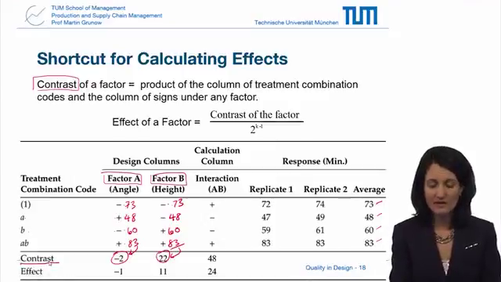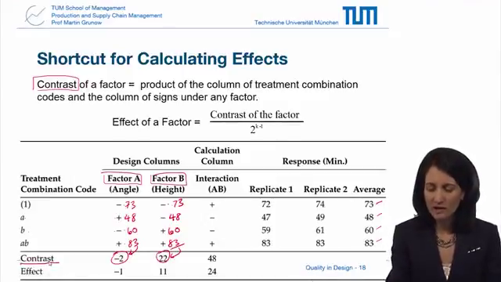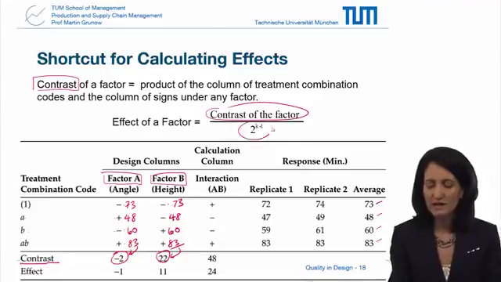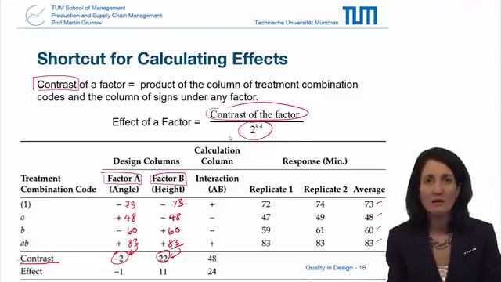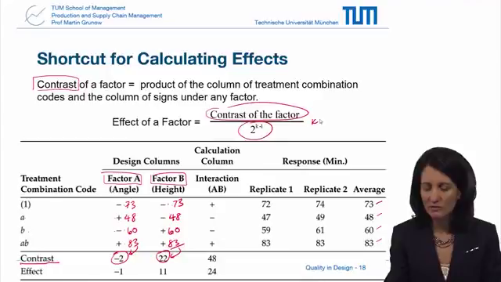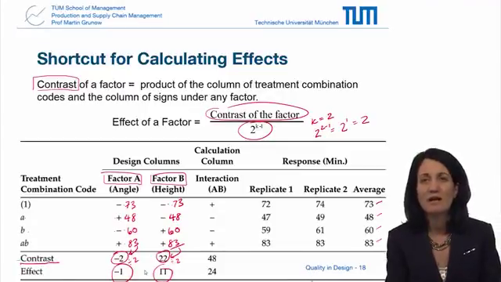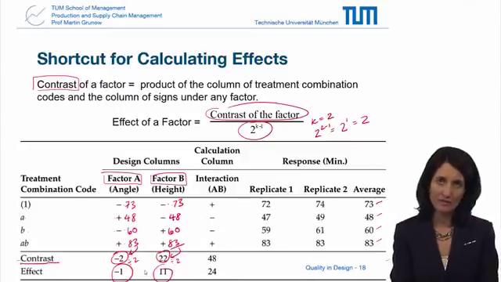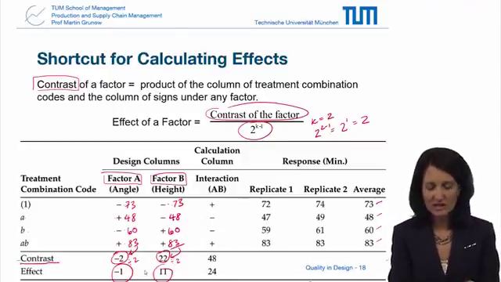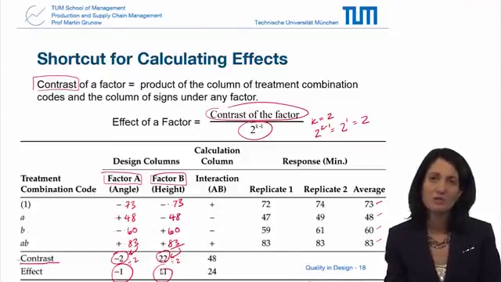Now, the effect of the factor is simply the contrast of the factor divided by 2 to the power of k minus 1. In this case, we have k equal to 2, since there are two different factors. So 2 to the power of 2 minus 1 is 2 to the power of 1, which equals 2. We divide the contrasts by 2, and we get the values of negative 1 and 11, which is what we had on the previous page. So it's the same calculation. It's just that if you look at your table, you can calculate the effects much more simply.